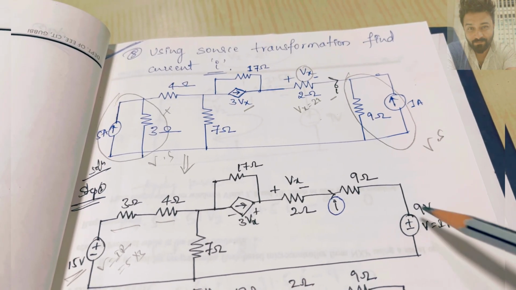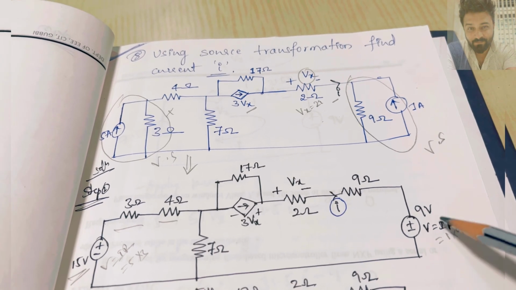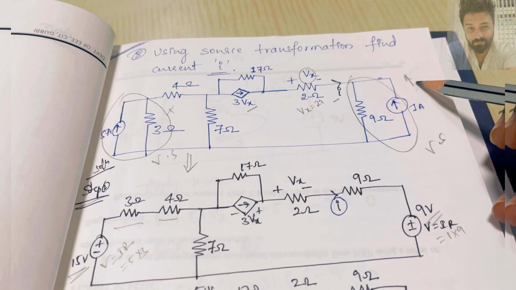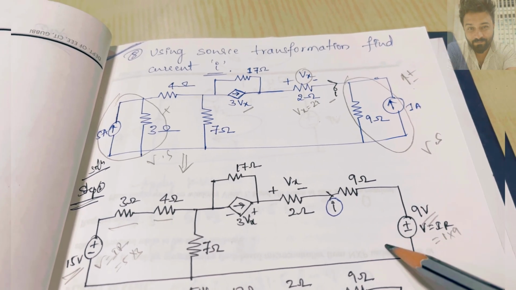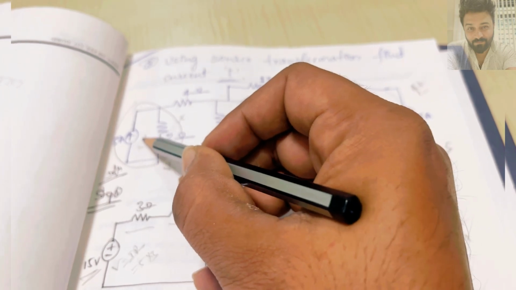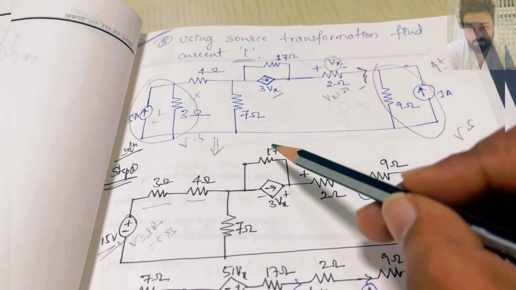Again, by converting the 9 ohm 1 ampere source, you get V equals I into R, 1 into 9, so you get 9 volts, that is in series with 9 ohm. And for the polarity, see the direction of current is upward: the tail end indicates minus, the arrow end indicates plus, so you get plus minus and plus minus for both voltage sources.